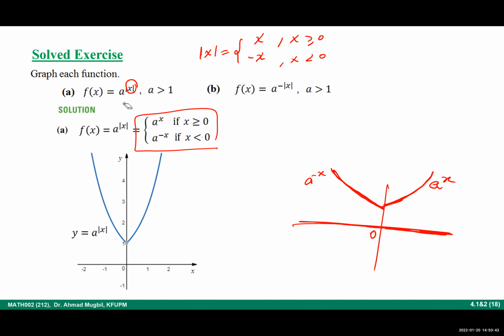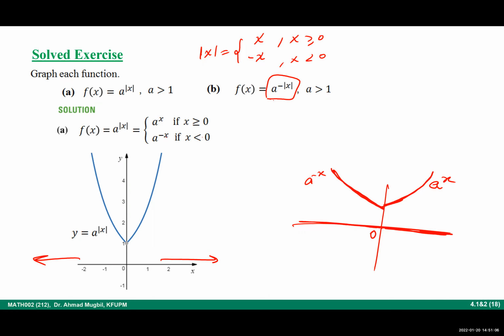Now, what you can notice about the domain and the range. The domain is all the real numbers. The range is from 1 closed to infinity. What about the horizontal asymptote? There is no horizontal asymptote, because when x goes to infinity or negative infinity, the function goes to infinity, and it doesn't approach a specific number.